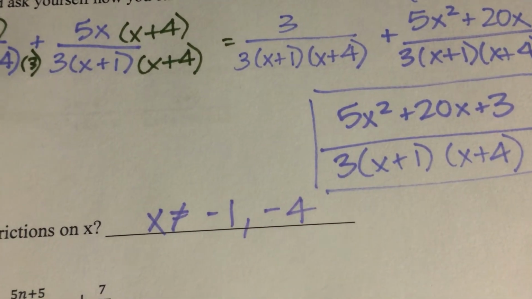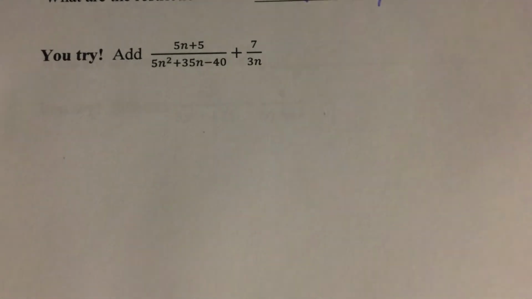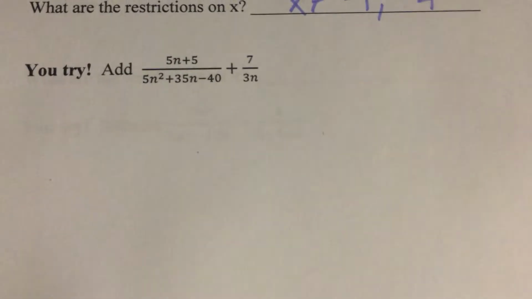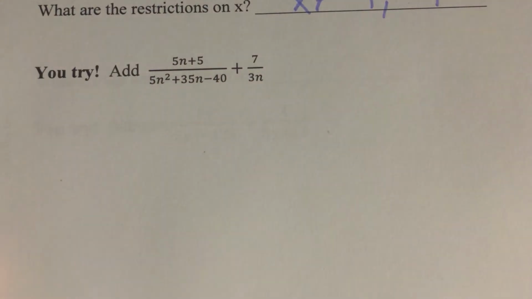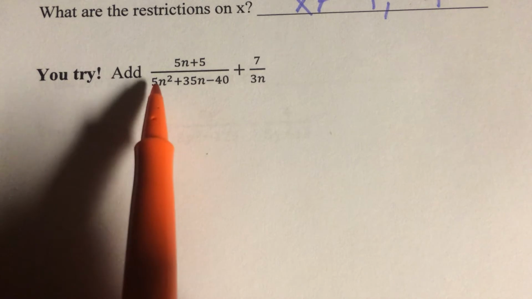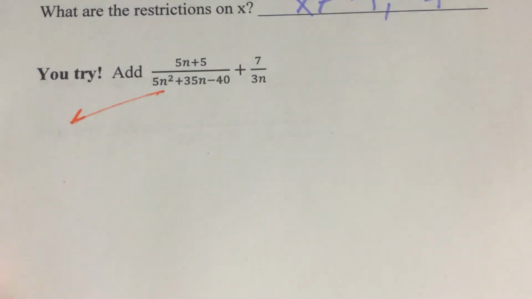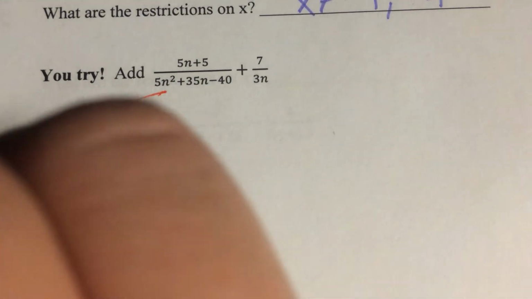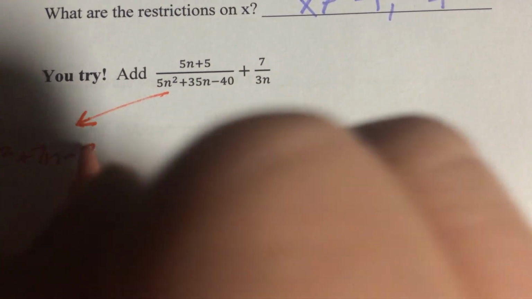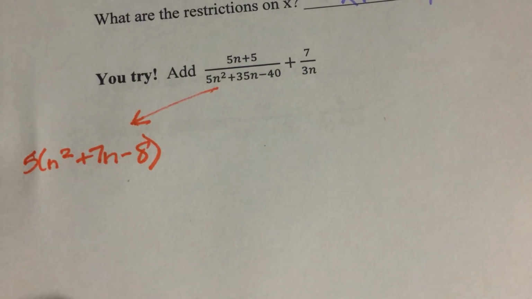Okay? All right. So again, if you want to try this one on your own, go for it. Pause the video. If not, we'll keep going. So this one's going to be a little bit trickier to factor, but the first thing you can notice is that you could pull a 5 out of here. So let me pull over and factor this one for a second. So if you pull a 5 out of there, you're going to be left with n squared plus 7n minus 8. Okay, and then it's going to be a lot easier to factor this.